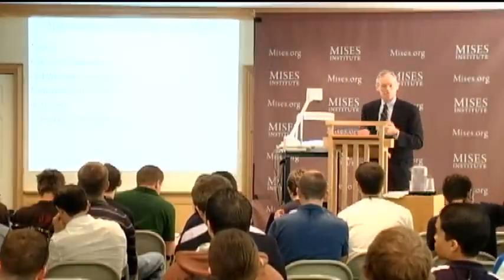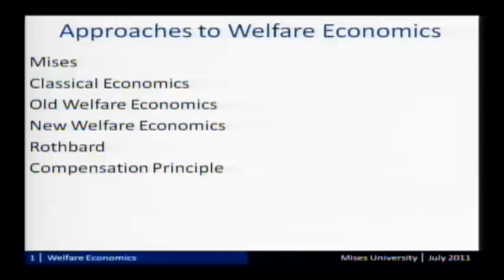Okay, so let's start then with the different approaches to welfare economics. We'll take these six. These are, for our purposes, the prominent ones. So Mises has his own conception about how you might undertake a justification of public policy. The classical economists had a conception of how we might proceed to answer this question. There was a school in welfare economics called the old welfare economics. It came about right at the beginning of the marginalist revolution. And then the new welfare economics was based upon the emerging neoclassical synthesis of the 1930s. Then Rothbard famously posed his welfare economics in the 1950s. And the most recent mainstream treatment of welfare economics is sometimes called the compensation principle. So we'll talk about these in turn. Let's begin with Mises.